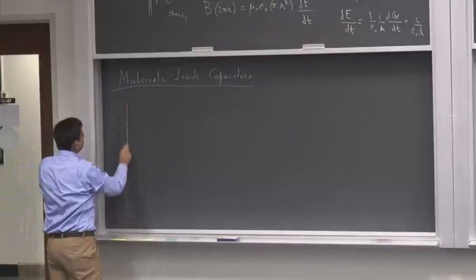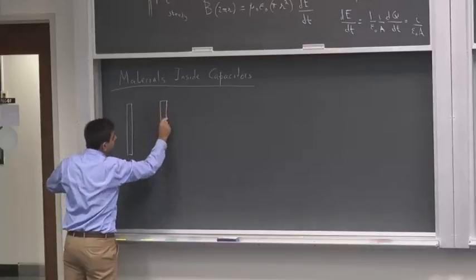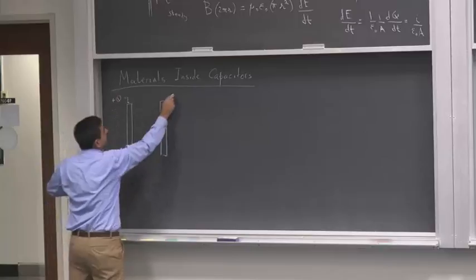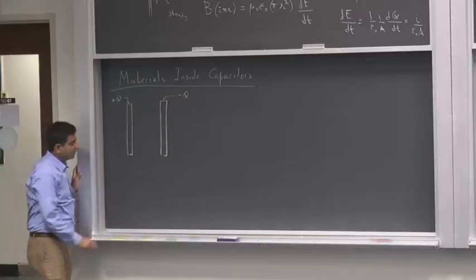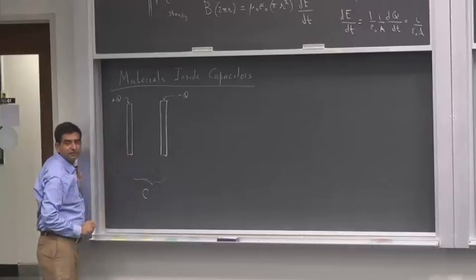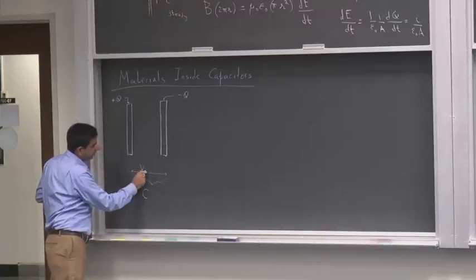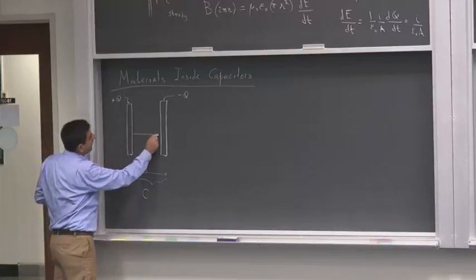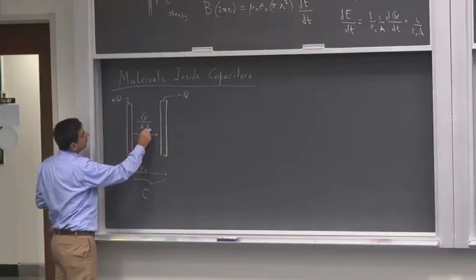Suppose I have a capacitor. This plate has a charge plus Q, and this plate has a charge minus Q. This capacitor has a capacitance C, and the potential drop across these plates is, say, V naught. There's going to exist an electric field inside, right? That electric field is going to be given by Q over A epsilon naught, that is sigma over epsilon naught.